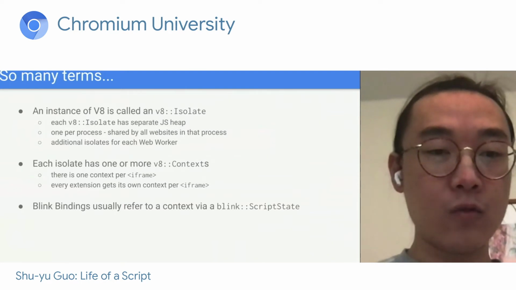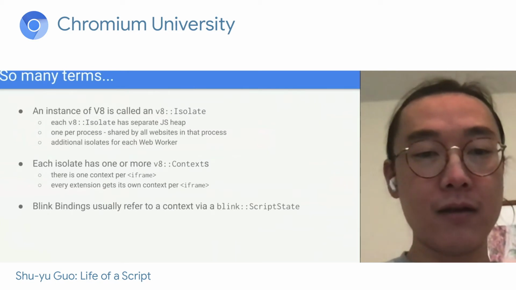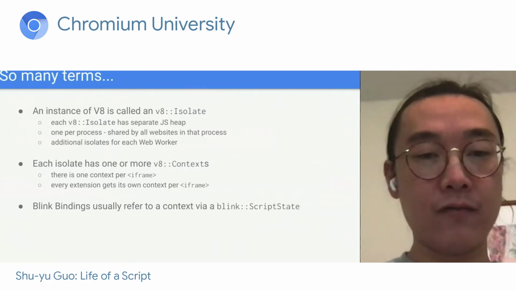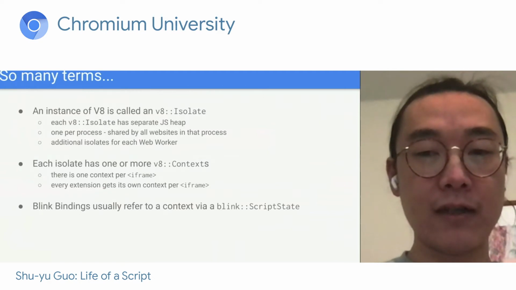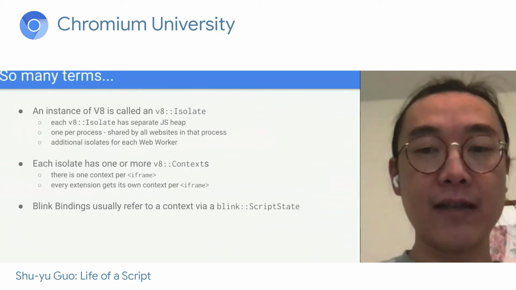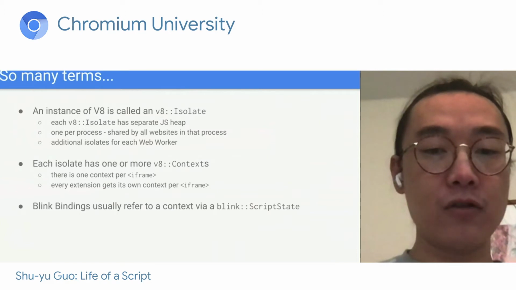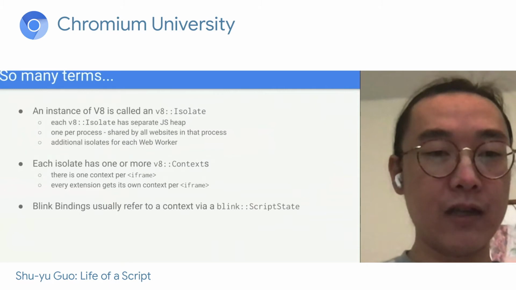Each isolate has one or more execution contexts, or just contexts. There's one context per iframe. There's one context per extension. So within one isolate, there are many, many contexts. On the Blink side, you usually do not interact with V8 contexts directly, which are lower level. You instead interact with a Blink script state, which encapsulates JS execution state, which includes a V8 context. There's usually a one-to-one relationship between the script state and the V8 context.